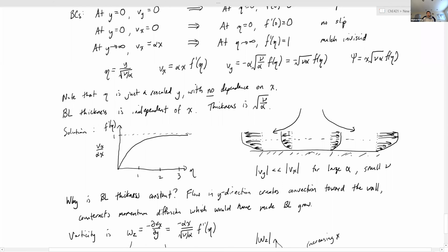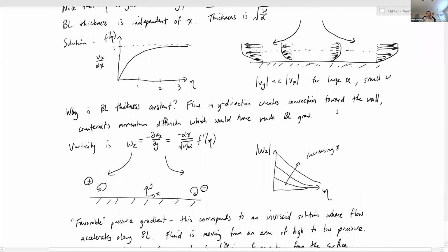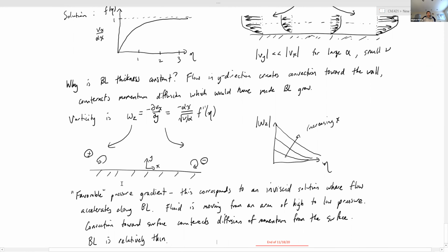Instead, what you get is that the flow just scales, like the flow just gets larger as you move along the boundary, because the inviscid flow, the free stream flow outside the boundary layer, also gets larger, right? But the thickness itself doesn't change at all. And the reason why this happens is because of something called a favorable pressure gradient.